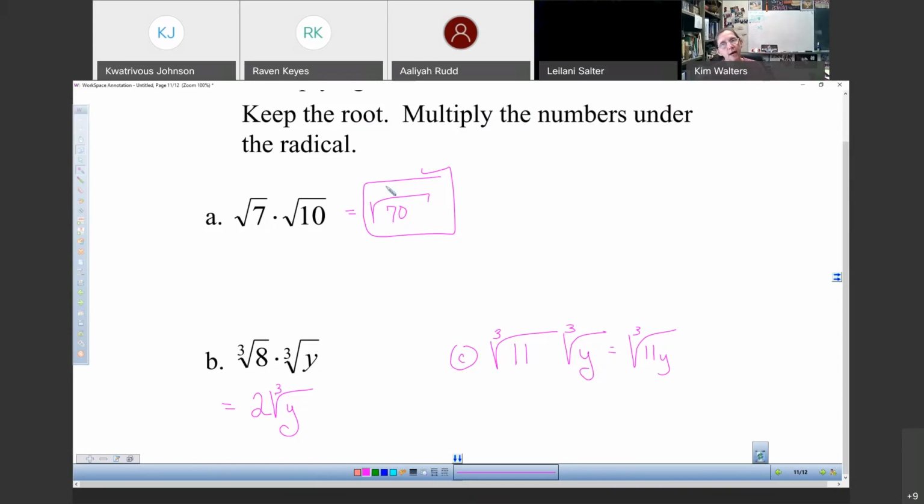If you can simplify roots, simplify them. We love to simplify. Simplify is good. Simplify is simple.